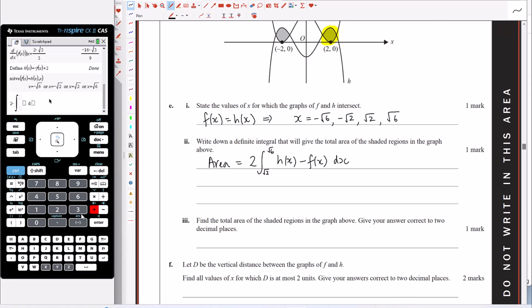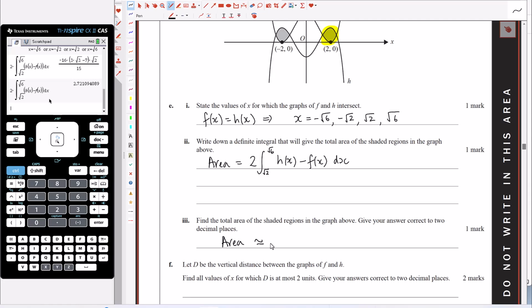2 times the integral from square root of 2 to square root of 6 of h of x minus f of x dx. And it's correct to 2 decimal places, so control enter to get me an approximate version. Okay, and so that area is going to be approximately, to 2 decimal places, 2.72 square units.